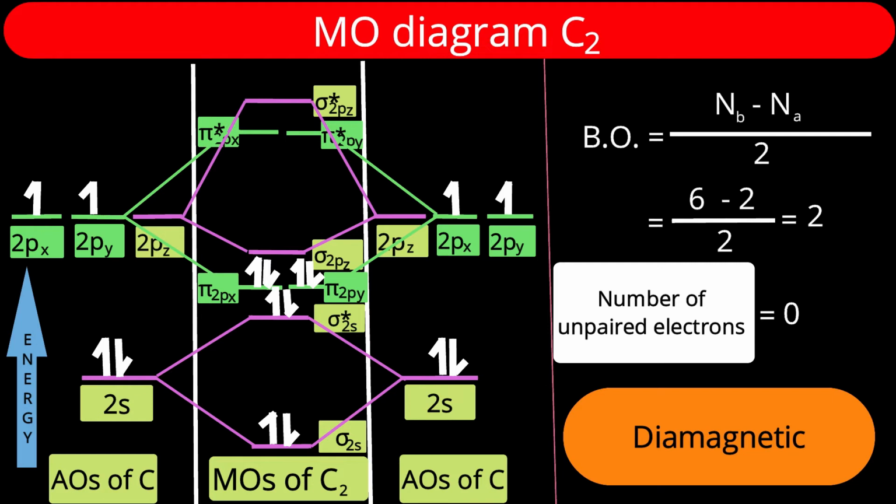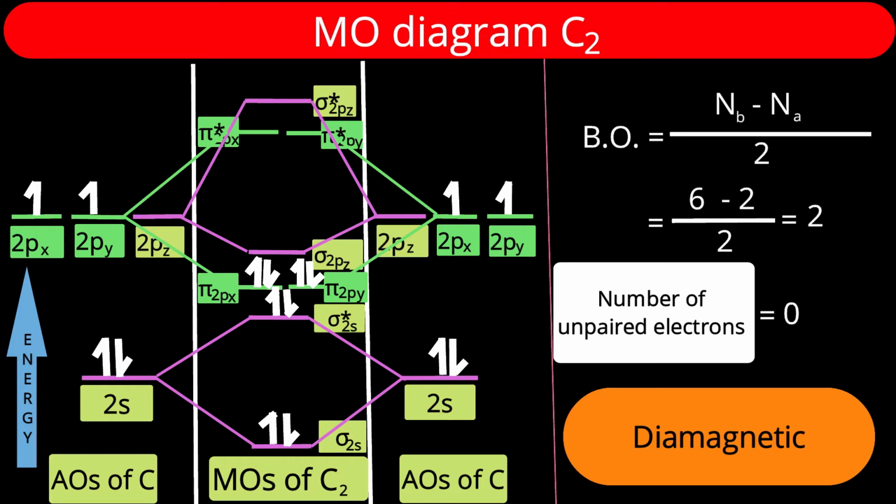So interaction between 2px and 2py is not going to occur. Overlap integral will be 0. But other interactions are possible. 2px of one atom and 2px of the other atom can interact. The 2py orbital of one atom and the 2py orbital of the other atom can interact. And that interaction we call pi interaction because of their symmetry.